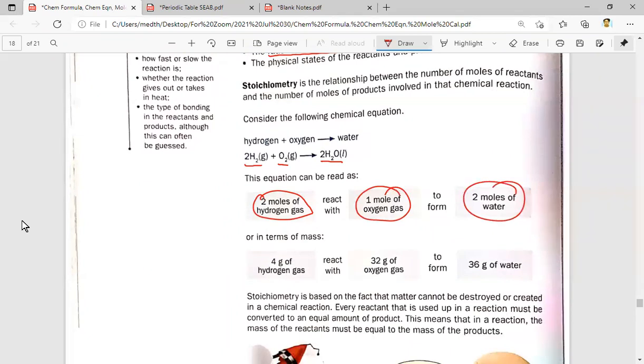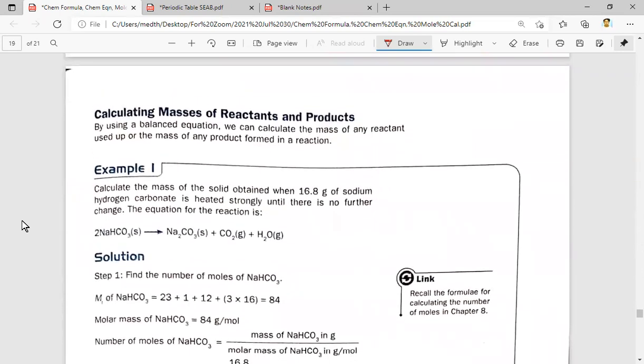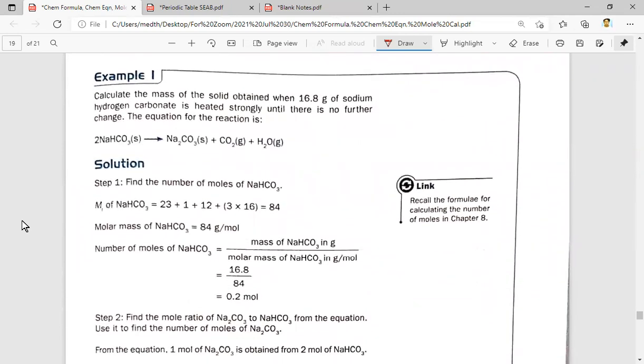In terms of masses, we don't go into that first. I just want you to focus on this. This equation actually tells you that 2 hydrogen react with 1 oxygen to give you 2 water. So now how do we go about exactly calculating? How does my question normally appear? So I want to look at this.